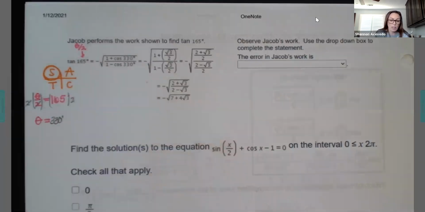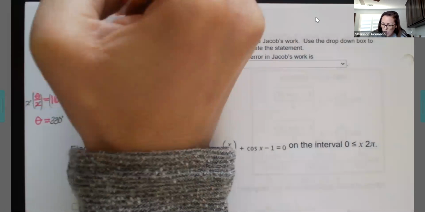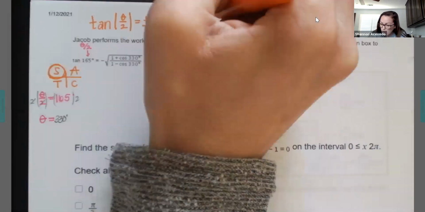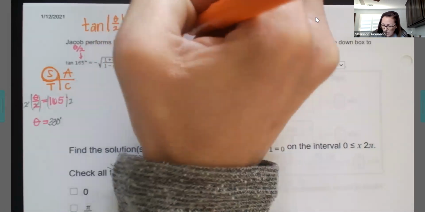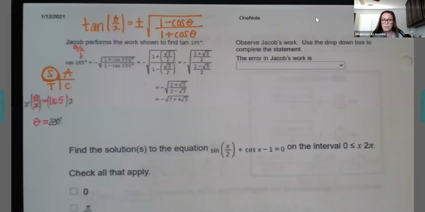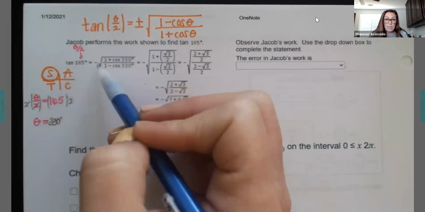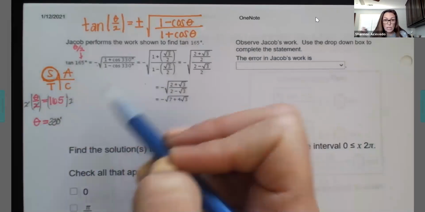And I'm going to go ahead and write the formula that they're using. This was the one that's on the front side of the paper, just so we can use it to compare. So tangent of theta over 2 is equal to plus or minus the square root of 1 minus cosine of theta all over 1 plus cosine of theta. All right, so I want to make sure I have that because we're trying to see where Jacob went wrong. So I look here and I know, okay, it is a negative because it's in quadrant 2. And since it's tangent, it has to be a negative value. And I look here at the theta value that they plugged in. The theta value is 330. So we're good there.